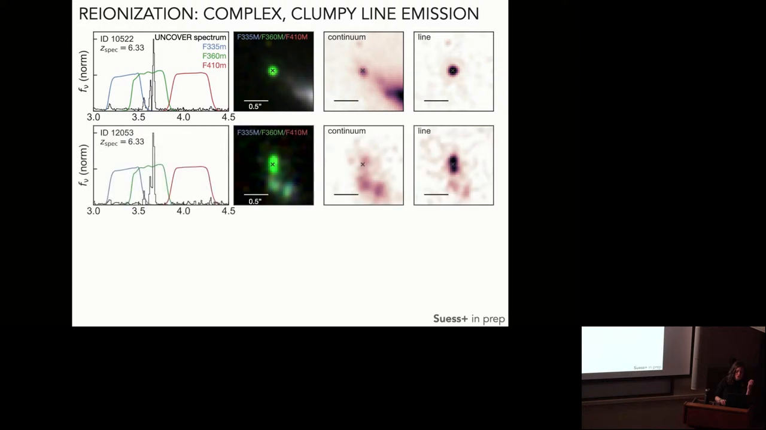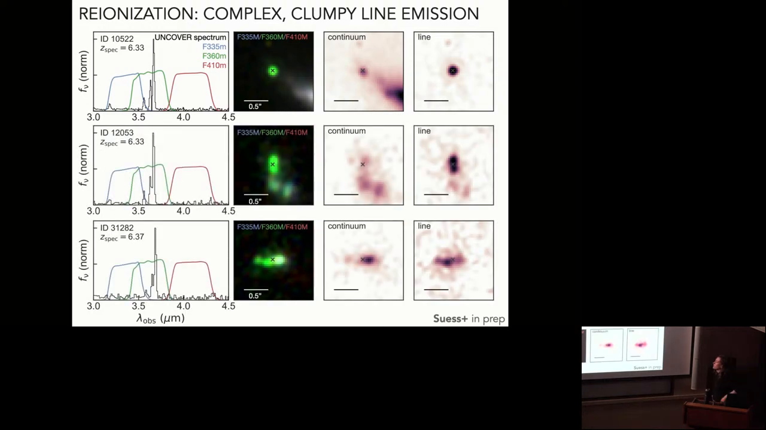and this is just showing you three examples of spectroscopically confirmed galaxies all at about redshift 6.3. So this is during the epoch of reionization, and we're making maps of the O3 line emission in these galaxies, which is very, very cool. Not all of them are point sources. I personally expected basically everything at high redshift to just look like a point source, but they're not.